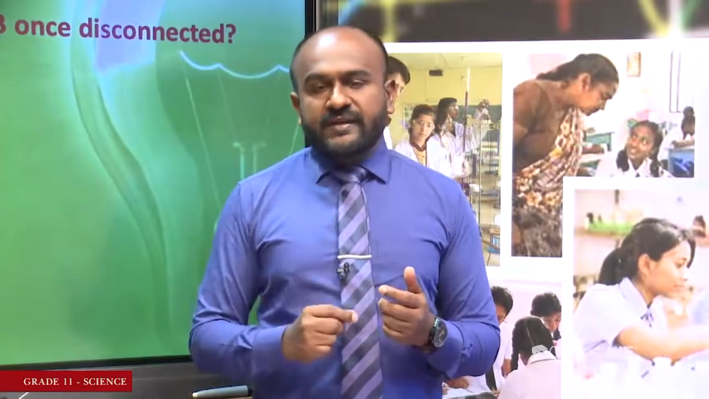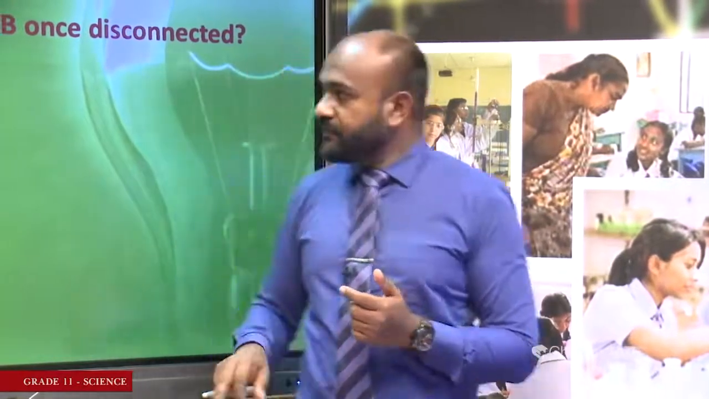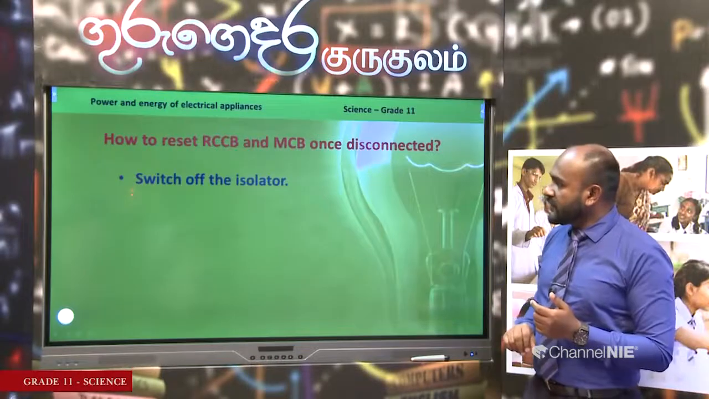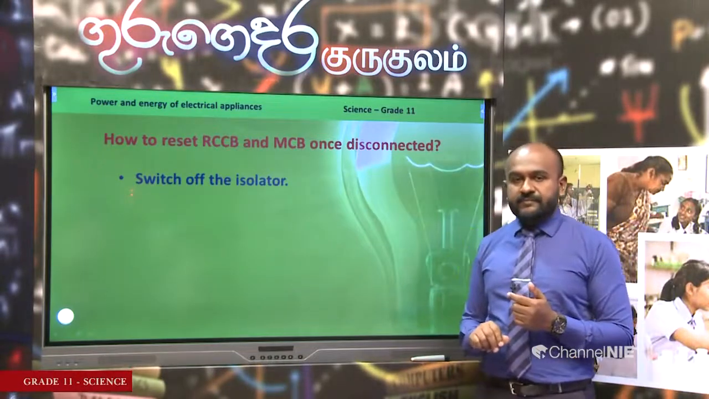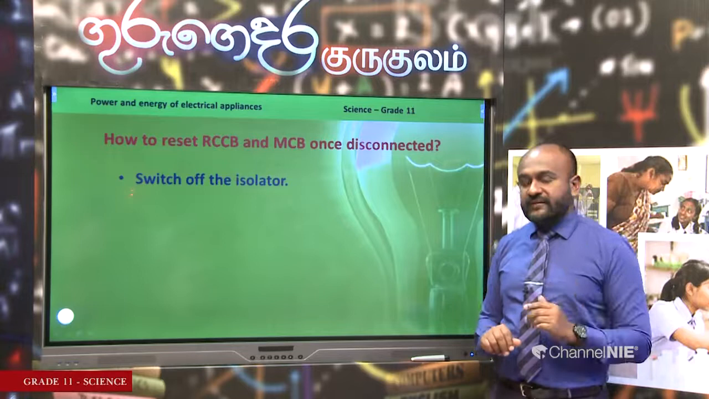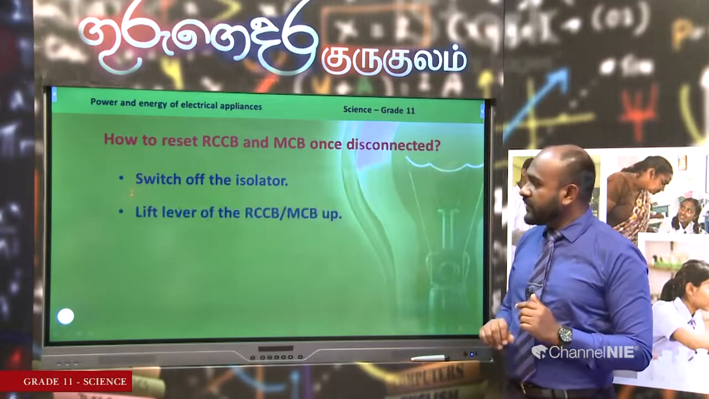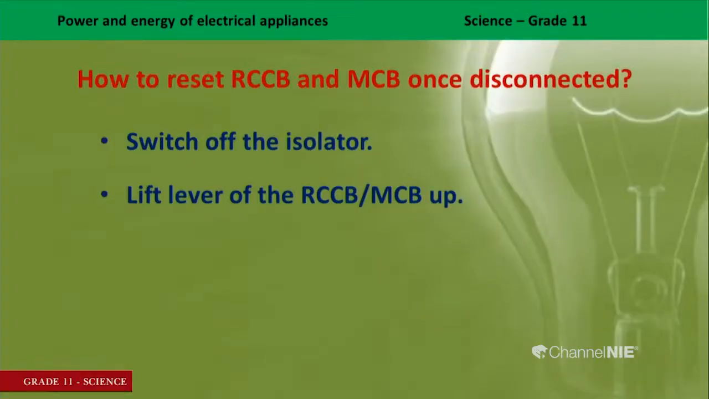Okay. Let us see them on the screen also. Switch off the isolator. You know how to do it. You lower the lever. Lift lever of the RCCB or MCB up.